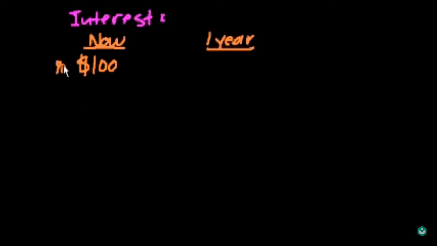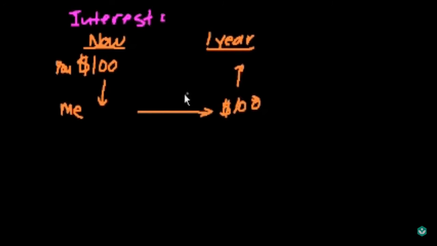Let's say that I want to borrow $100 from you. This is now. And let's say that this is 1 year from now. And this is you. And this is me. So now you give me $100. And then I have the $100 and a year goes by. And I have $100 here. And if I were to just give you that $100 back, you would have collected no rent. You would have just got your money back. You would have collected no interest.